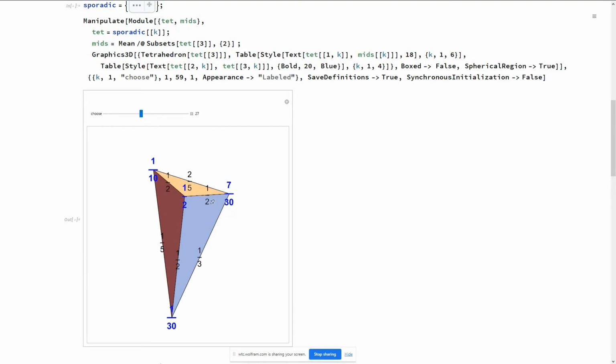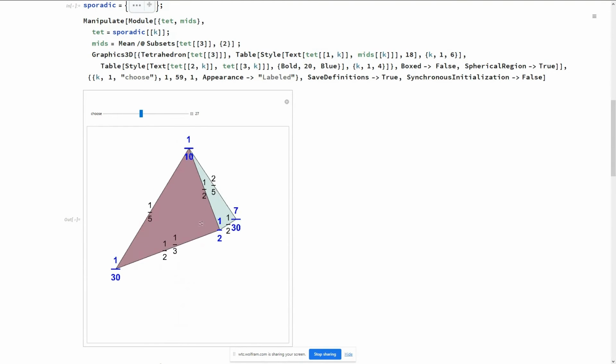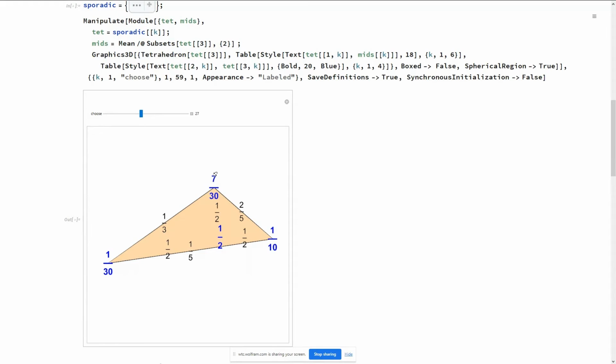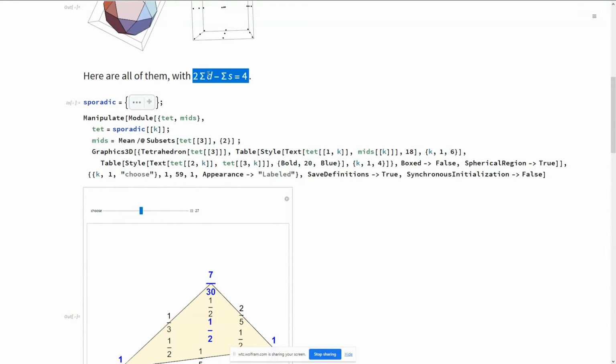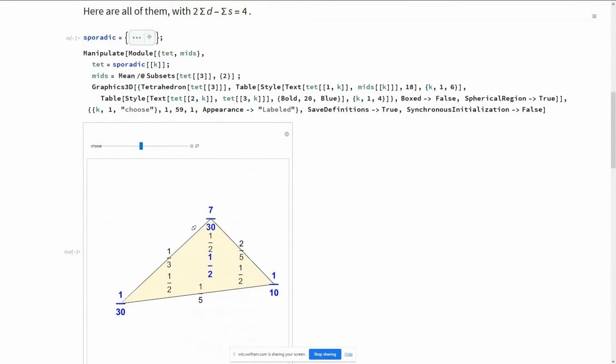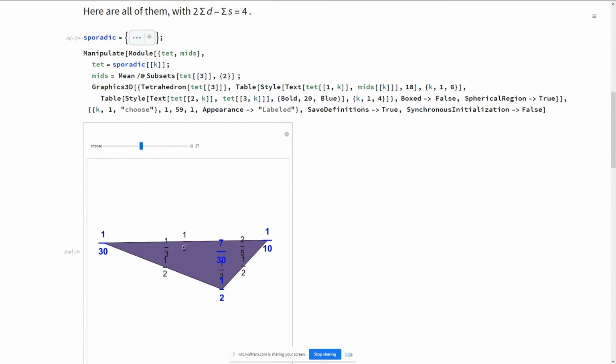One thing to notice here, I give these fractions here on the edges are the dihedral angles, and at the vertices are the solid angles in blue. And one thing to notice is that twice the sum of the dihedral angles minus the sum of the solid angles equals 4. If I added pi to these to represent that this edge here is, say, 1/5 pi, then these would all add up to 4 pi. For a triangle, the sum of angles is equal to 2 pi. For a tetrahedron, it's twice the dihedrals minus the solid angles is equal to 4 pi.